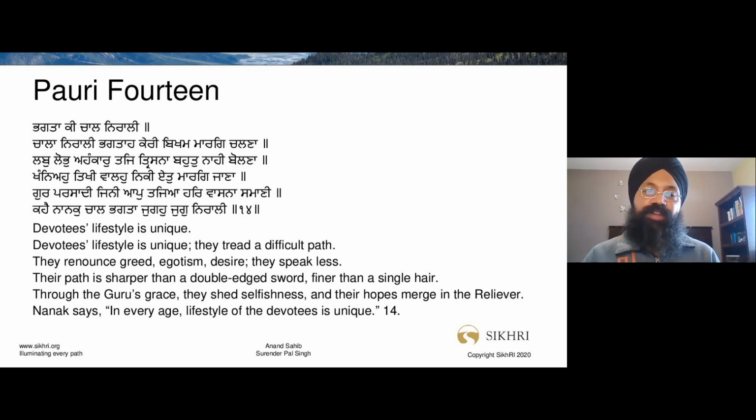Their love becomes, they only crave for, they long for, or their hopes merge with the Hari. So their focus basically changes. And their true love becomes Kalpuk. And Nanak, Chal Bhagta. Nanak says that the Chal of the Bhagta, that the way or the lifestyle of the Bhagats is unique. Its lifestyle is different. And Jugahu Jugnarali, and know that it has been unique in each and every age, and it has been distinct.